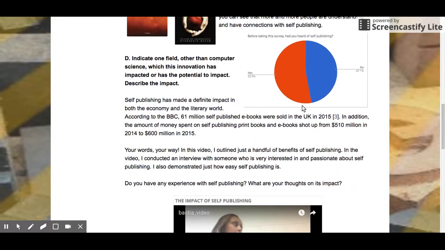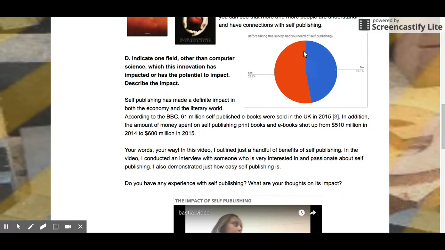So if we check out this graphic right here, I did put a survey on my website, and you can scroll down and check that out if you want. But the biggest thing I noticed through this survey was that more and more people are becoming aware of self-publishing or are having an individual impact with it.